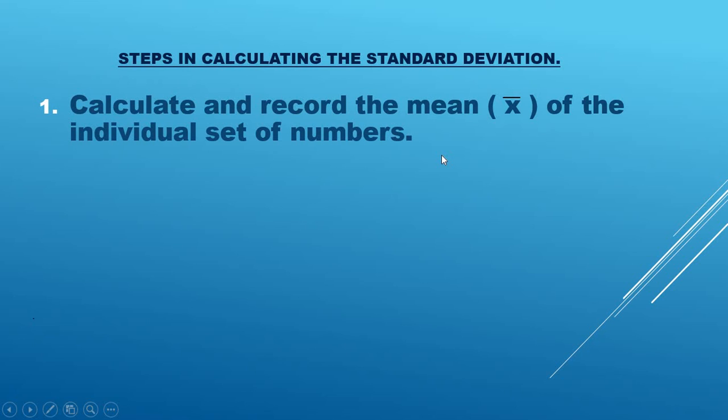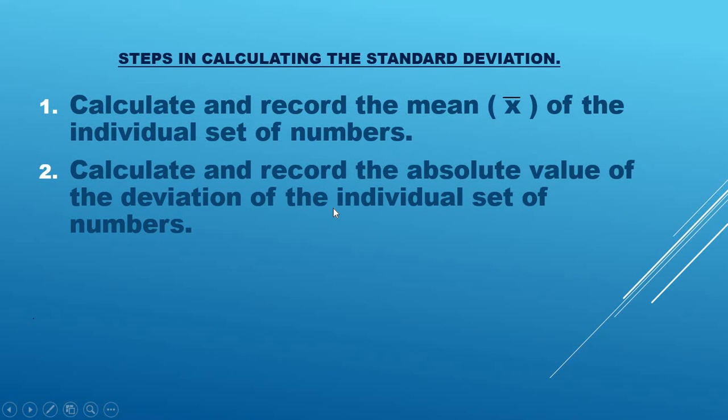The first thing to do is to calculate and record the mean of the individual set of numbers. That is not all. Next is to calculate and record the absolute value of the deviation of the individual set of numbers. The absolute values we are talking about here are the positive values of the deviation. What that means is that we are only going to record the positive values of the deviation, because when you calculate the deviation, you might get a negative if the mean is greater than the observation that you are looking at. So because of that, we are only looking at absolute values, with positive values. That is why we are recording them.